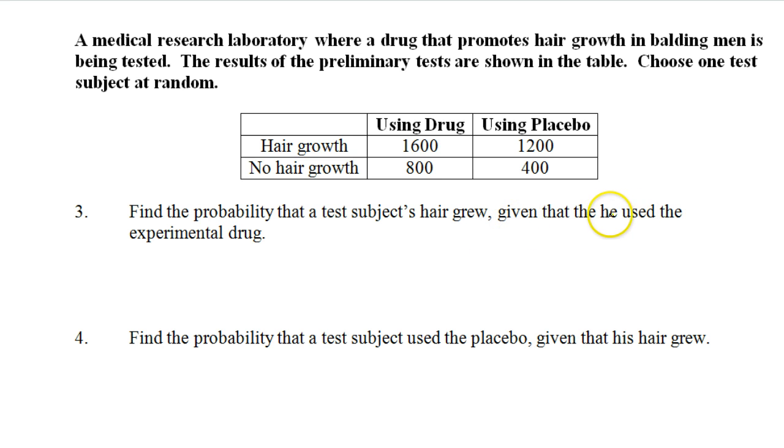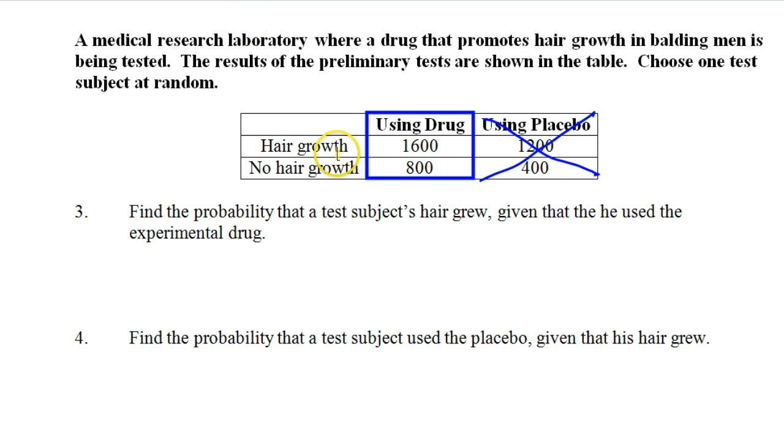Given that he used the experimental drug, that means we will circle that part of the chart, which means we're only looking at this part, the drug part. Placebo means a fake pill, like a sugar pill that has no effect, so we're going to cross that out because it's not the part we're given. Now we look back and ask, what are we trying to find? The probability that a test subject's hair grew.